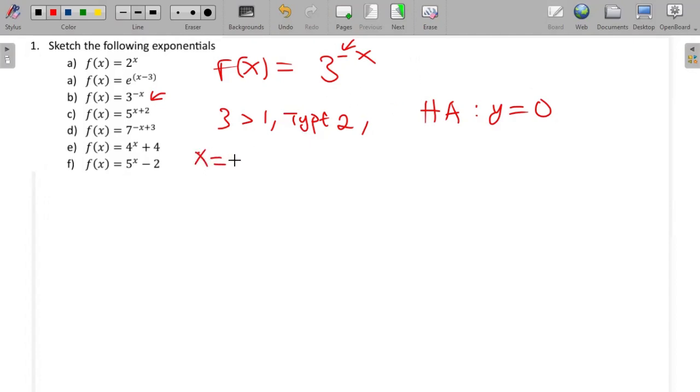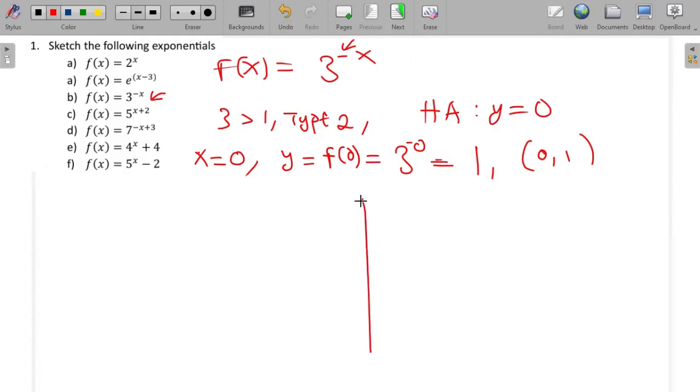So the y-intercept, we will say x should be 0. So y will be equal to f of 0, which will just be e to the power 0, or minus 0, which will just be 1. So the y-intercept is at (0, 1).